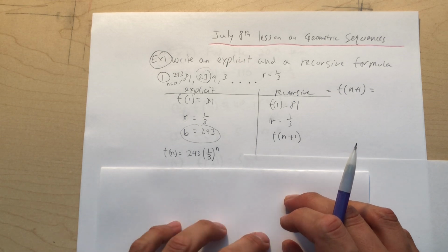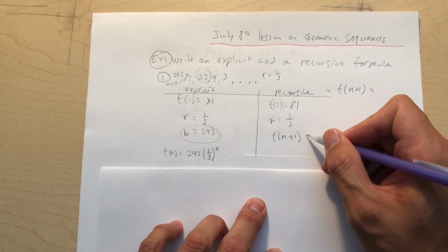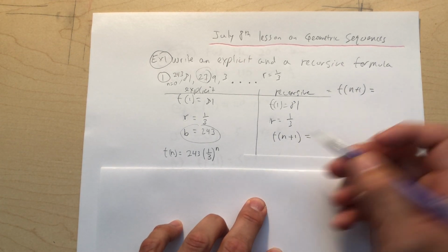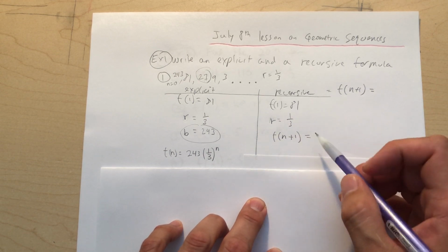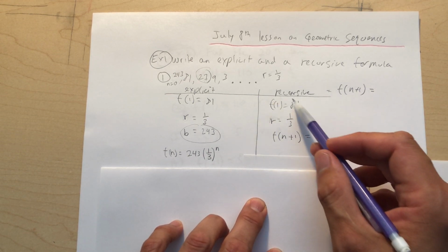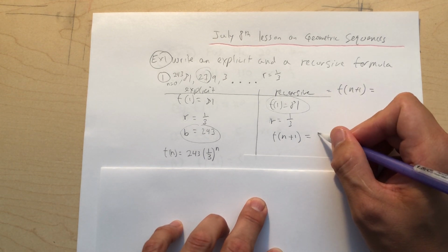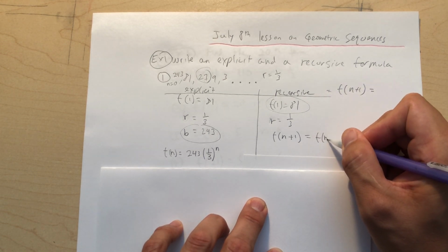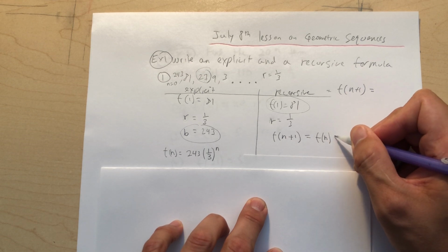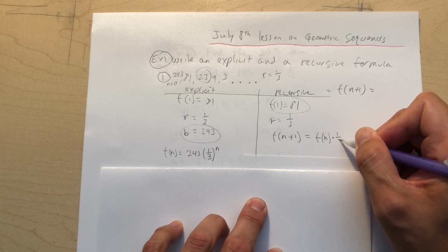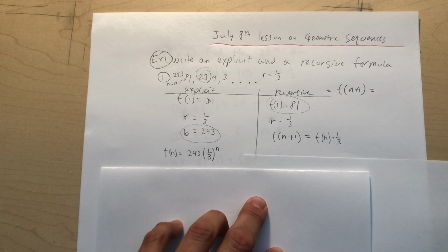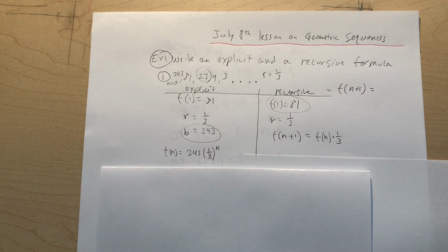That's our formula right there, and it's actually fairly easy. You just have to write down what's going to be our next one, and our first one is 81. So this is basically t of n multiplied by 1/3. That's all you have to do, and that's it. If you have any questions, let me know.